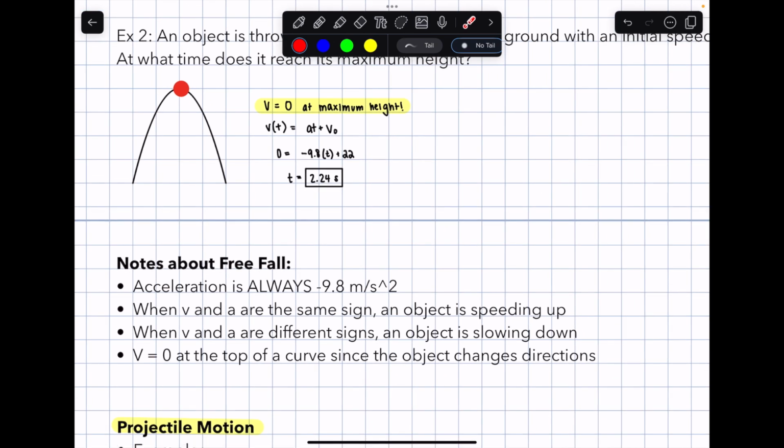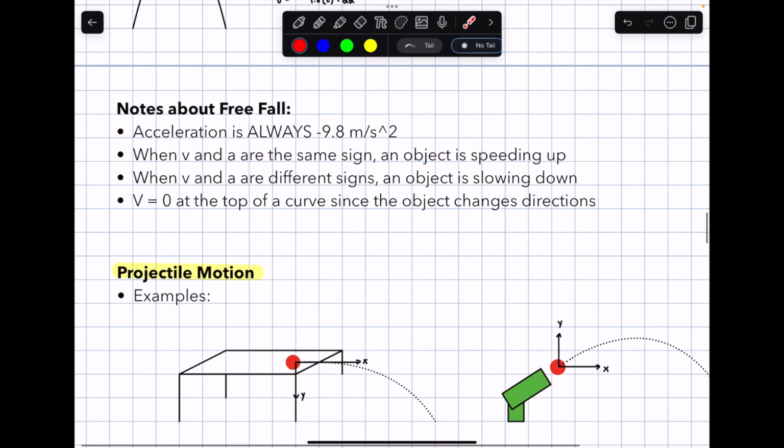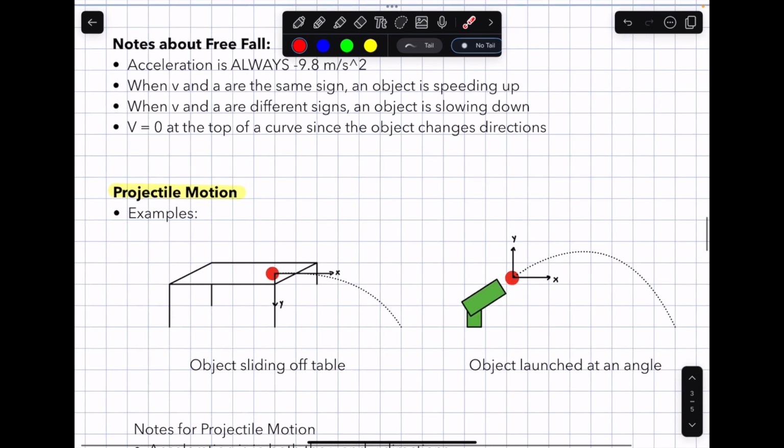Now, the second kind of motion we're going to be talking about today is projectile motion. And that's usually when an object has a certain initial velocity at an angle. So for example, it could be an object that's sliding off a table and falling to the ground, or an object that's launched at an angle and falls back to the ground.